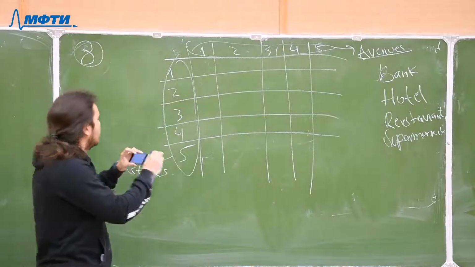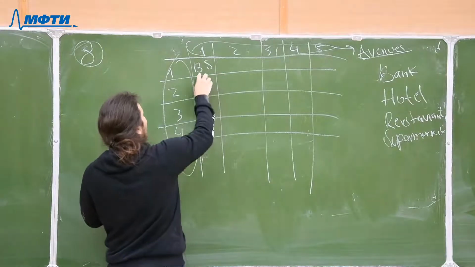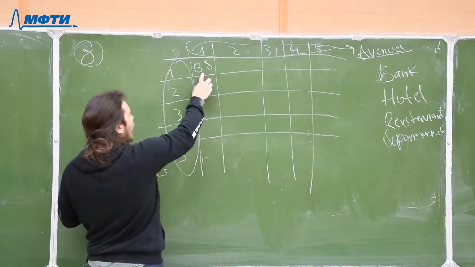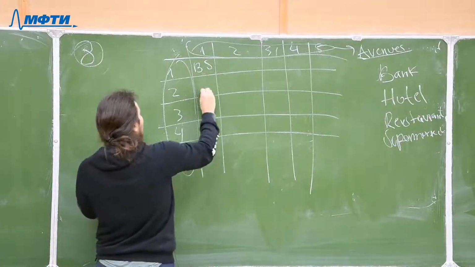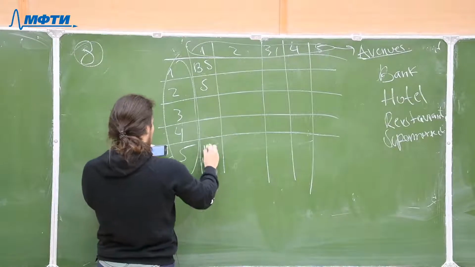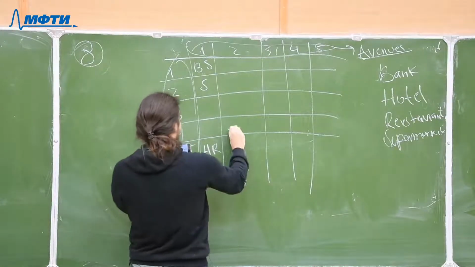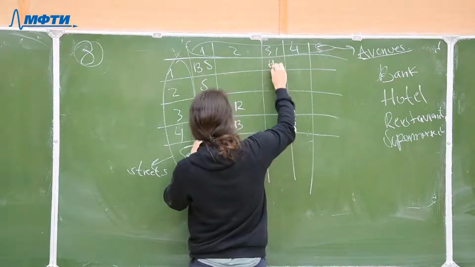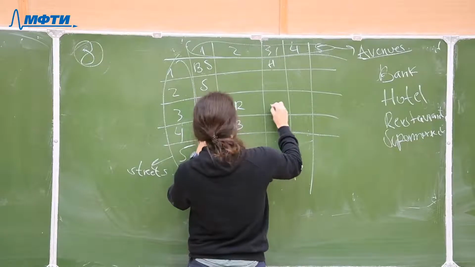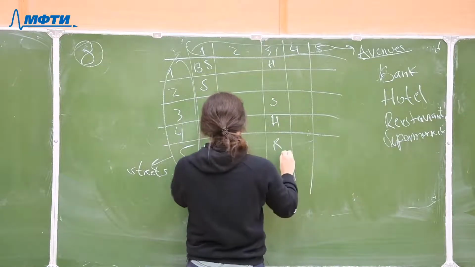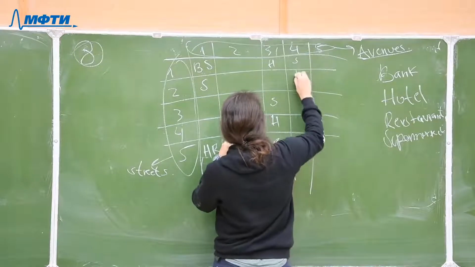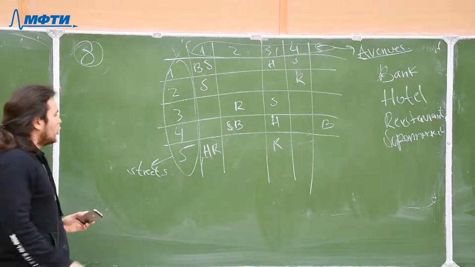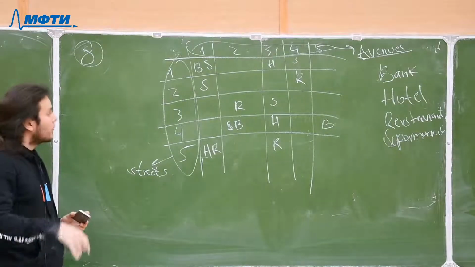Let's write. So BS. So we have here in the intersection of the first street and the first avenue, a bank and a supermarket. Okay? Then we have a supermarket, a hotel and a restaurant. We have B R, H, S H R, S R and V. Yeah. So that's the map of the city.